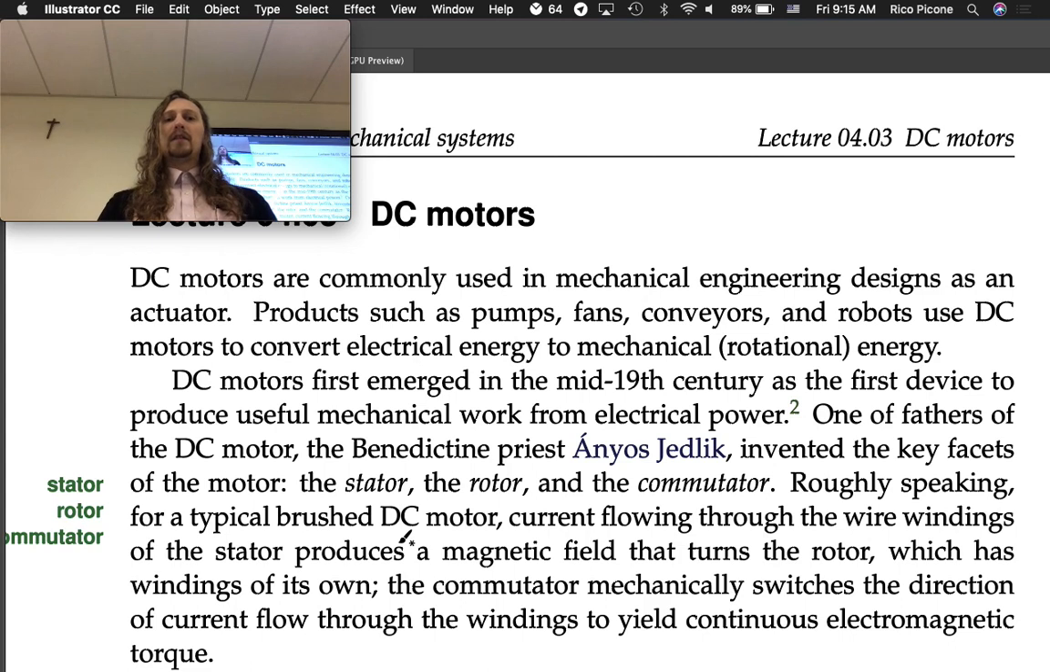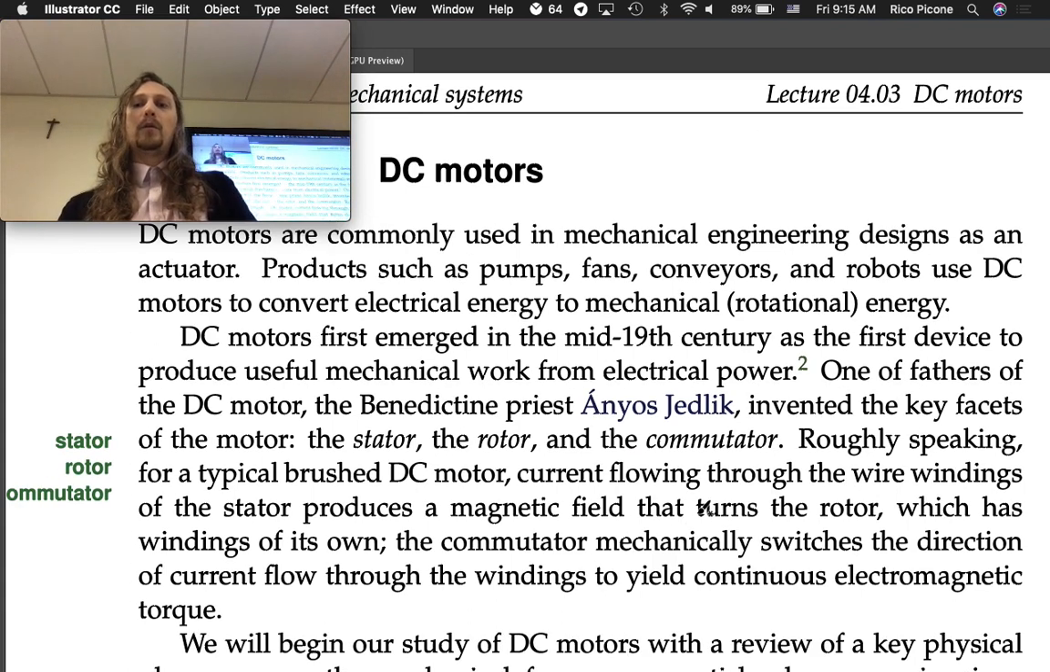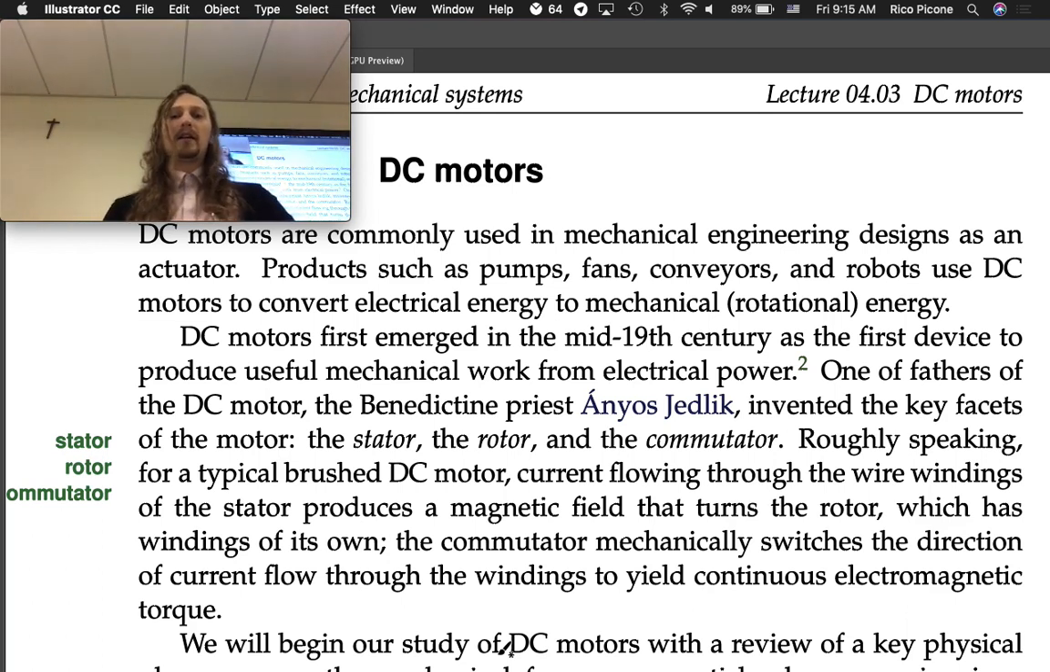One of the fathers of the DC motor, the Benedictine priest Ányos Jedlik, invented the key facets of the motor: the stator, the rotor, and the commutator. Roughly speaking, for a typical brushed DC motor, current flowing through the wire windings of the stator produces a magnetic field that turns the rotor, which has windings of its own. The commutator mechanically switches the direction of current flow through the windings to yield continuous electromagnetic torque.